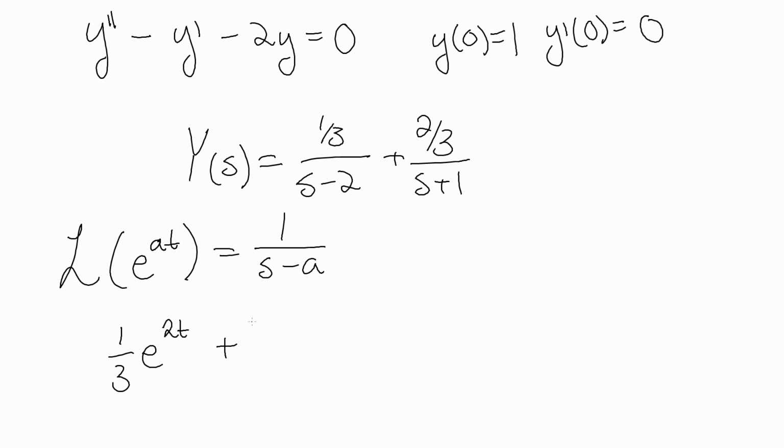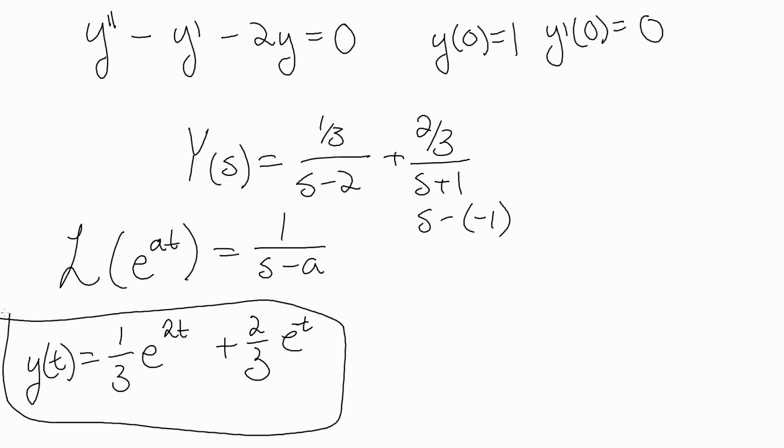Our coefficient here will be 2/3, and the same story. So e to the a here is 1. And if you'll notice, I made a mistake there. This is not the same operation, obviously. So this is actually s minus -1. So a here actually equals -1. So that is a negative t. So finally, after all those steps, this is our final value for y of t.